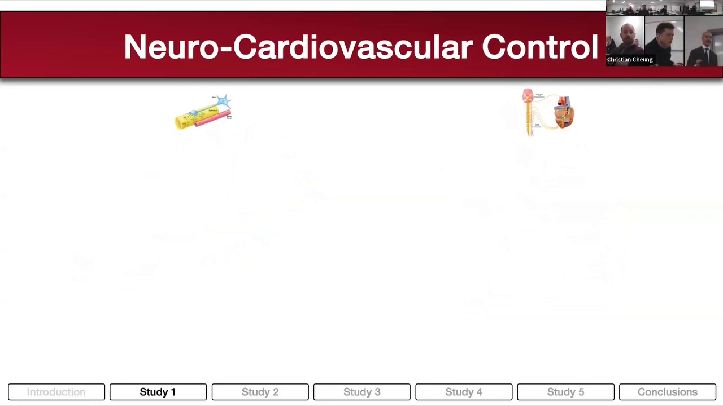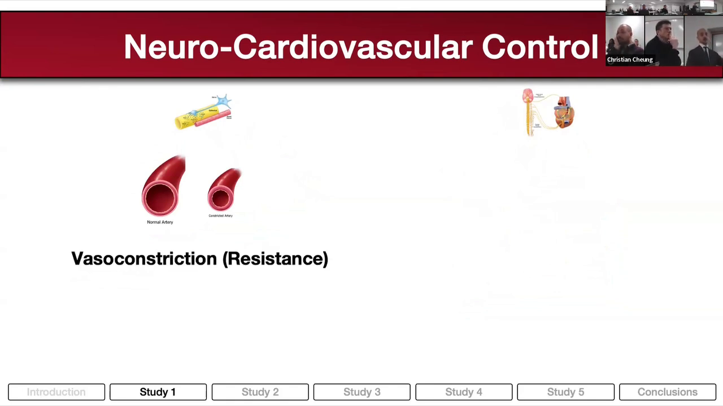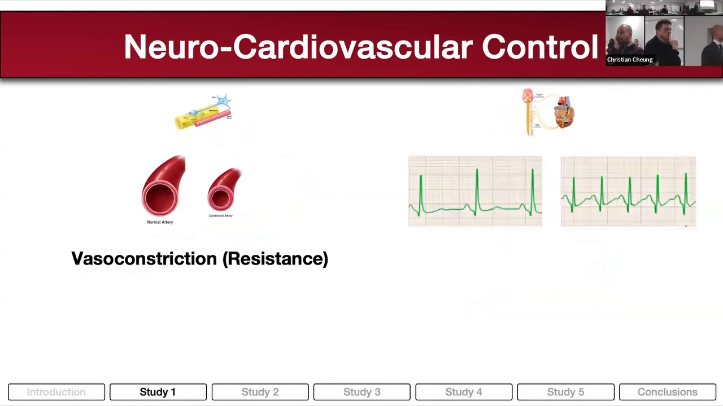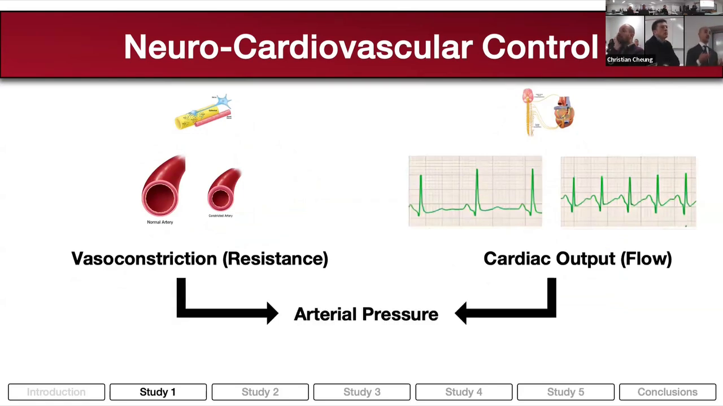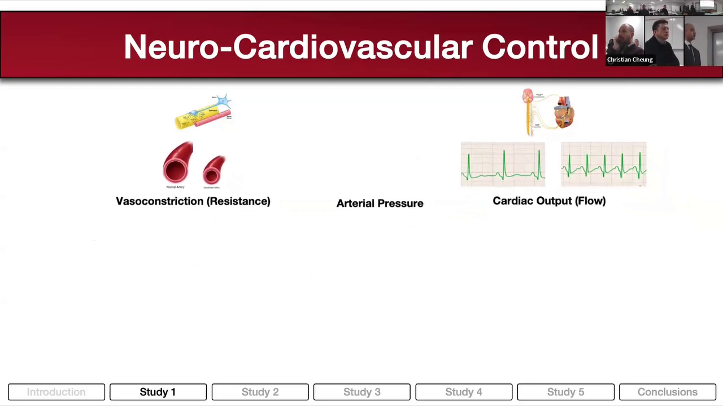The reason that we care about the autonomic nervous system, and in particular, the sympathetic nervous system, is that these innervations to the vasculature and the heart have different effects. The first, for example, being that the sympathetic nervous system can cause vasoconstriction of the arteries, which can result in an increase in resistance throughout the whole system. And a sympathetic innervation to the heart can also increase heart rate, which can increase total flow through the cardiovascular system. And again, these variables are important because they can each be used to modulate arterial pressure so that we have our tissues being perfused at all times.